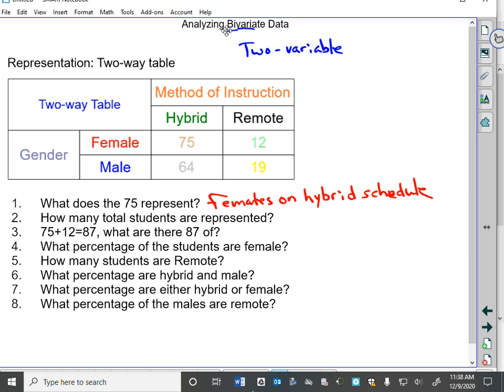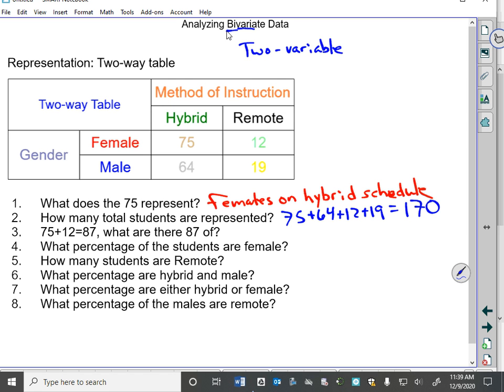The next thing here it asks me is how many total students are represented in this table. Well, I've got 75 females on the hybrid, 64 males. It's basically going to be adding all of these numbers together. And to save time, I did some of this ahead of time. That is 170 exactly on there. So we have 170 students that are summarized in here. So this might be just students for one particular teacher.